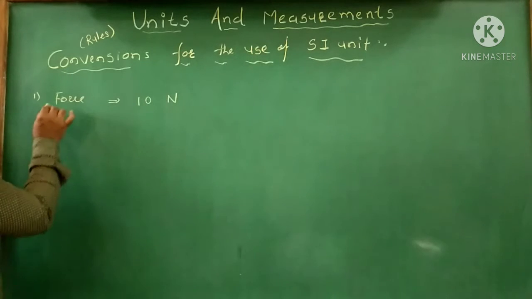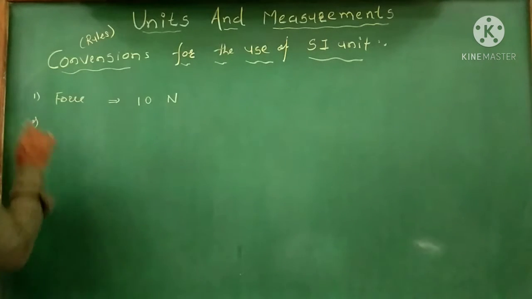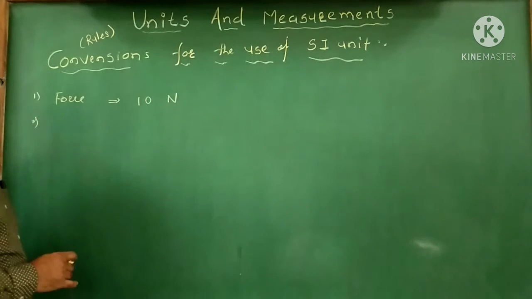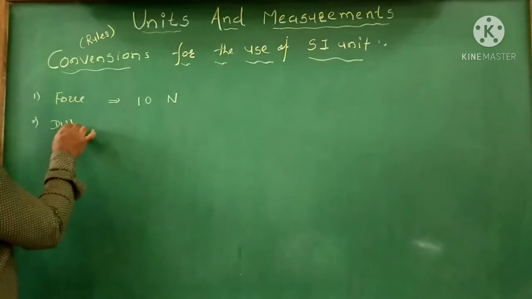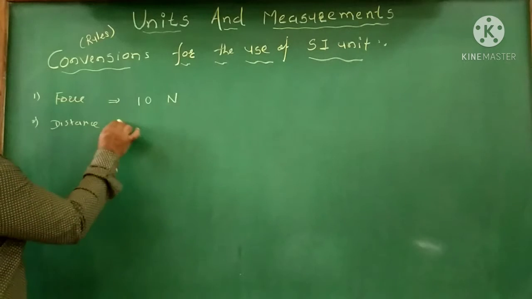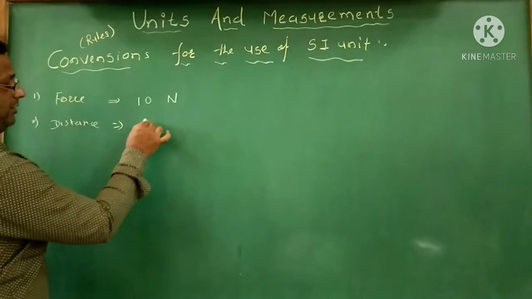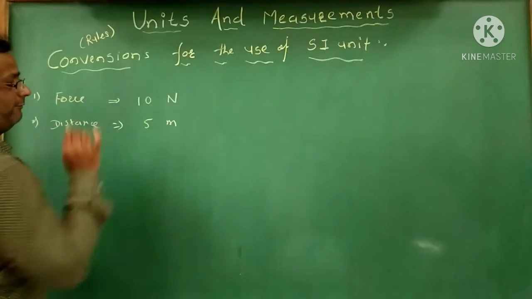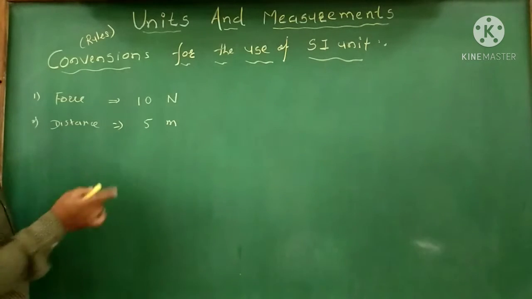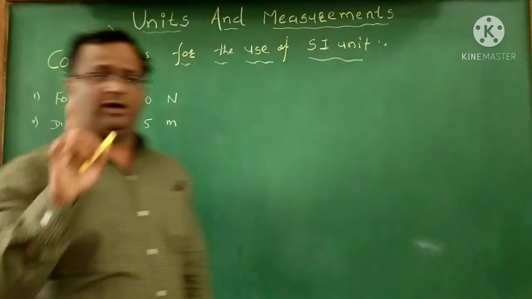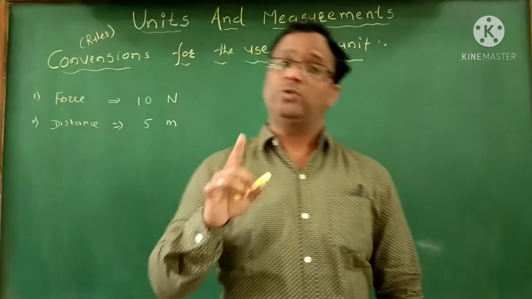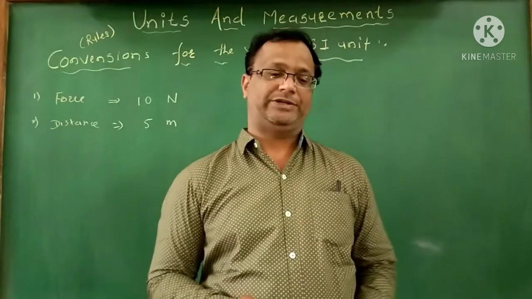Or the second one, suppose this is the first one, this will be the second one. If we want to write down a distance, suppose 5 meters, then we simply write 5 m. Here m stands for meter. Now this is the first rule to write down the SI unit.